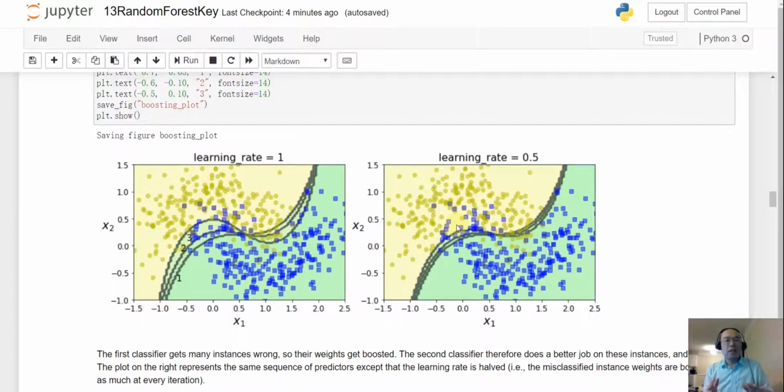So usually, if computational power is not a big issue, we don't want a super high learning rate. Of course, we don't want the learning rate to be super low either, otherwise we are creating hundreds of estimators that may take a lot of time.